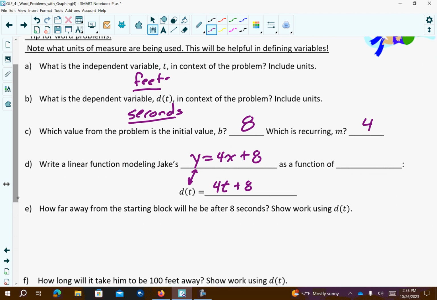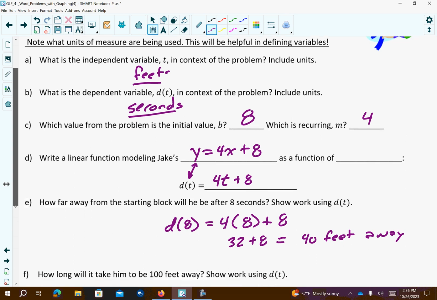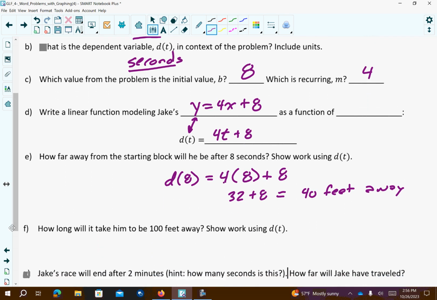So how far will he be after 8 seconds? That means, what is d of 8? That's going to be 4, and there was a t there, but now we have 8 going there. So 4 times 8 is 32 plus 8. This is going to give me 40. So he is 40 feet away. That's how far he swam, 40 feet. Not down, just across the lake or something.